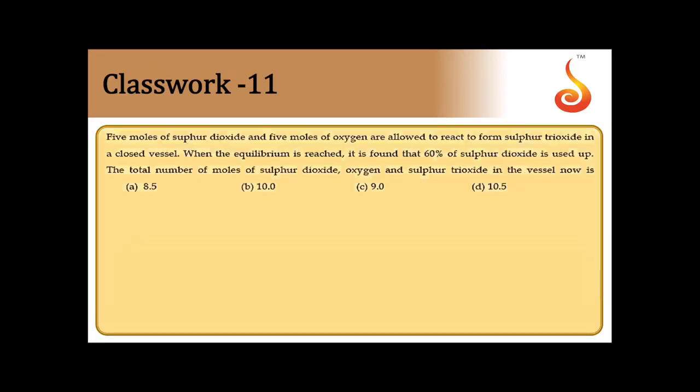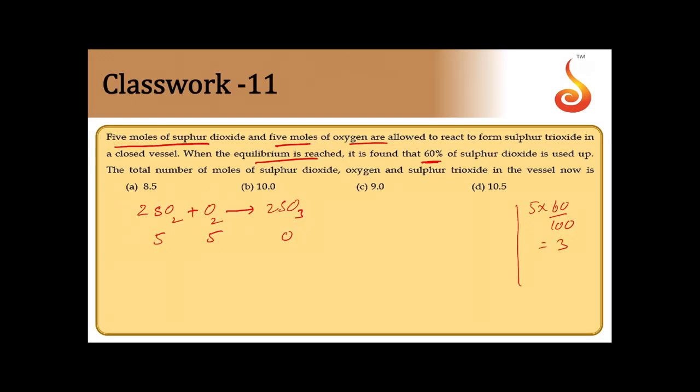Let us write the equation first: 2SO2 plus O2 giving rise to 2SO3. Now the initial moles are 5 moles of sulfur dioxide and 5 moles of oxygen, so these are 5 and 5, and SO3 will be 0. At equilibrium, 60% of SO2 reacts. They have taken 5 moles; in the 5 moles we have to see how much 60% is. It comes to 3. So 3 moles of SO2 are reacting.